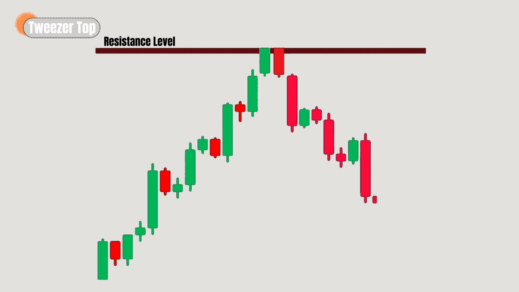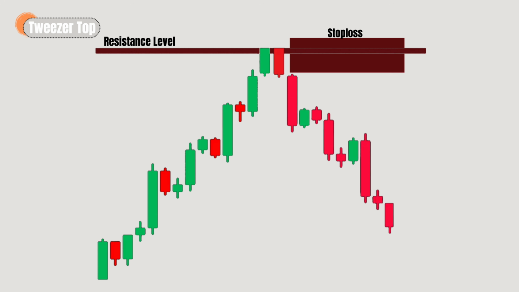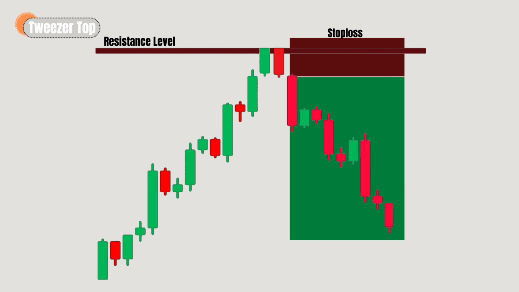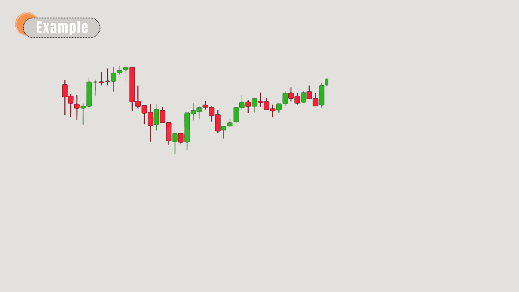By placing your stop loss slightly above the opening of the red candle, you can enter a short trade here. Now, let's look at some examples. This is a 5-minute time frame chart, where after the market opening, it tries to break out upwards but fails.